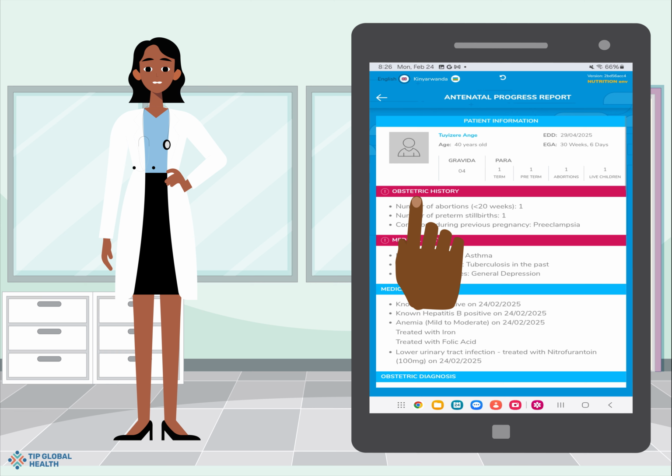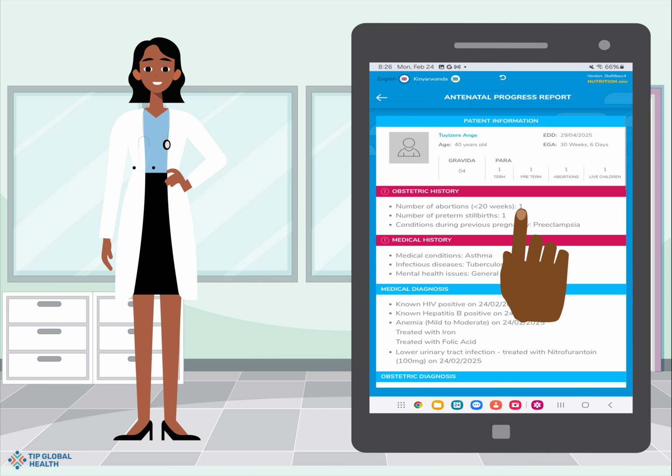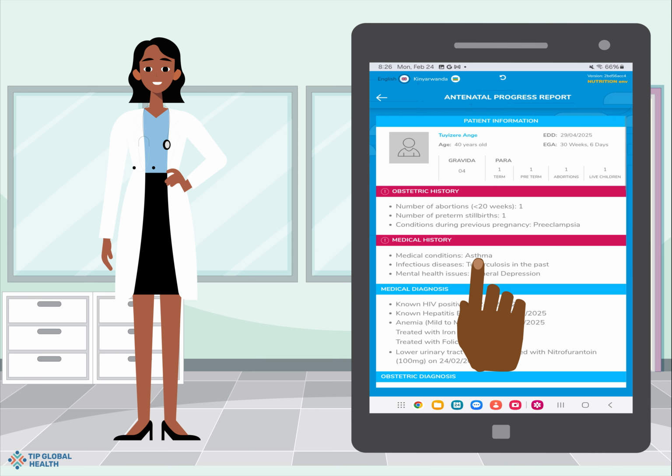The obstetric history includes things that have happened with previous pregnancies that we want to be aware of in the current pregnancy. So she's had 1 abortion, 1 stillbirth preterm, and had preeclampsia in the past. She's also had a medical history of asthma in the past. She's had TB in the past and general depression as well.